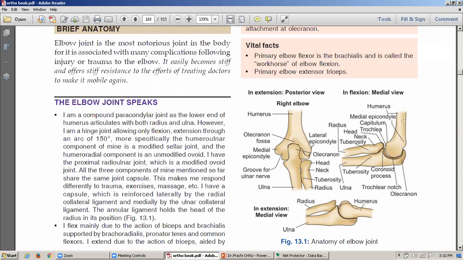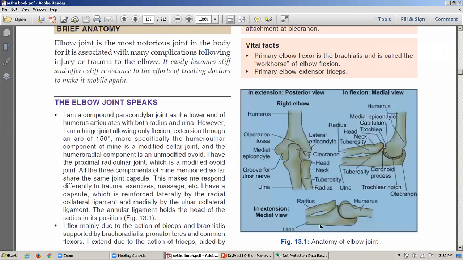Then in flexion, that is in the medial view, you can see this one is the humerus. This is the medial condyle, capitulum, and the trochlea. This is the head, neck, and the tuberosity of the radius. This is the coronoid process, trochlear notch, and the olecranon of the ulna. And in extension, in the medial view, you can see this is the humerus, this is the radius, and this one is the ulna.